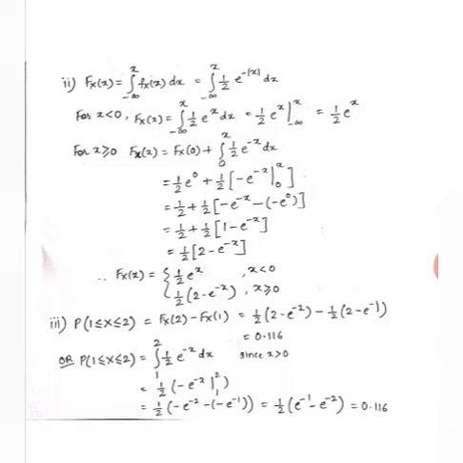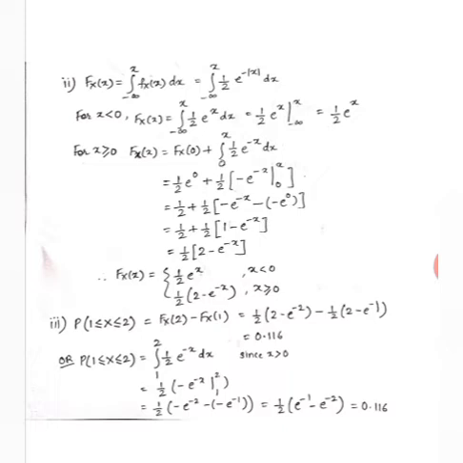Now for x greater than or equal to 0, Fx of x is equal to Fx at 0 plus the other integral, that is positive values. So Fx of 0 plus the integral from 0 to x of half e raised to minus x dx. So for Fx at 0, the value is going to be half e raised to minus x, and we need to put x value as 0, so half e raised to 0, plus half into the integral. Integral of e raised to minus x is minus e raised to minus x, limits going from 0 to x.